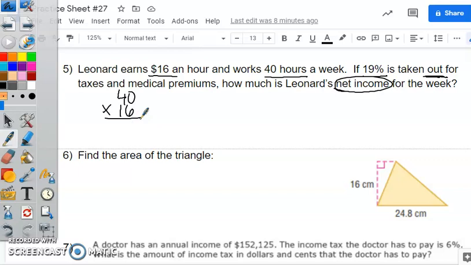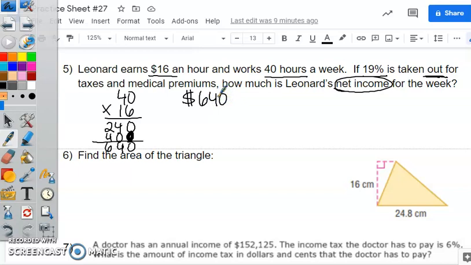So if the government didn't get any, if I did not have to pay for medical, then this is what I would make. So 6 times 0 is 0. 6 times 4 is 24. Hold my spot. 1 times 0, 0. 1 times 4, 4. So if I got to keep everything, I would get to keep $640 a week.